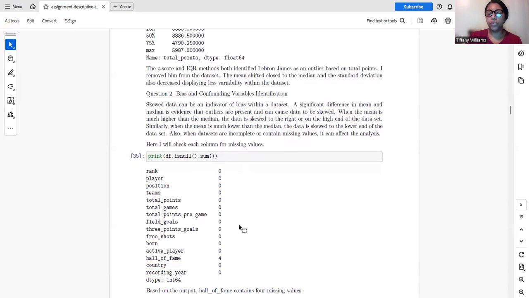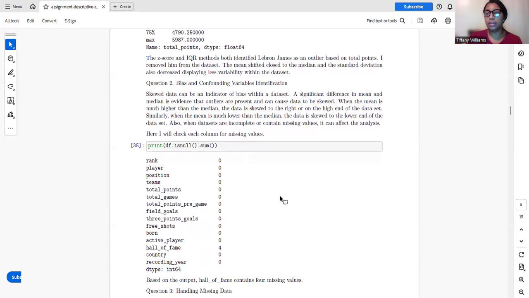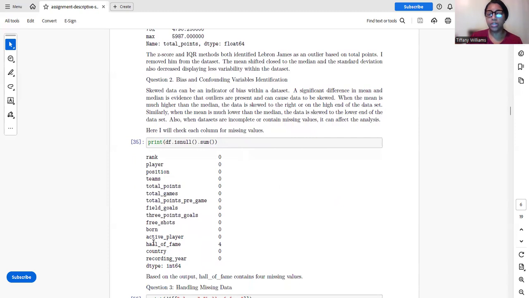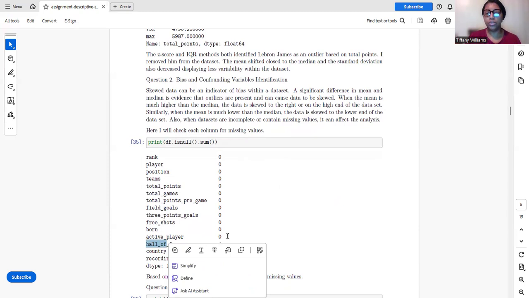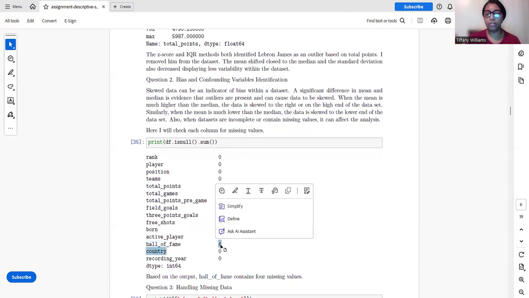I went ahead and checked for missing values within the NBA playoffs data frame, and it looks as though there are some null values being returned in the Hall of Fame column.